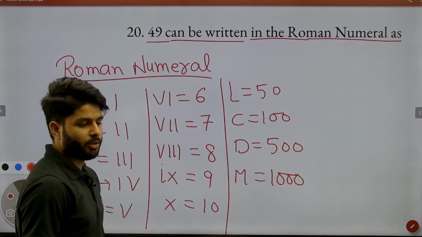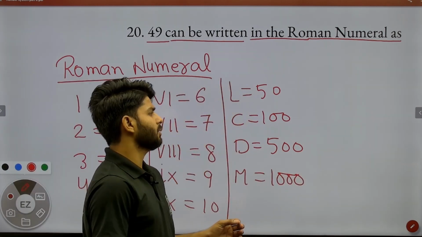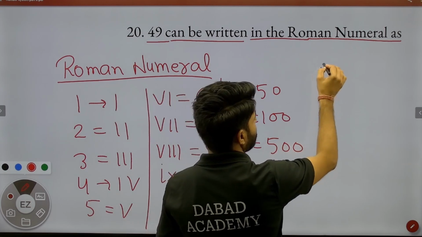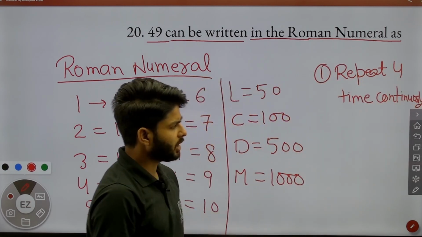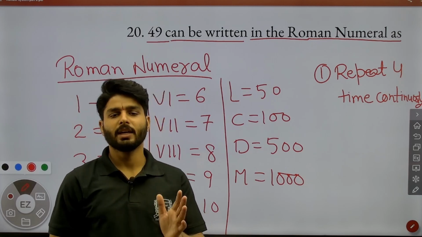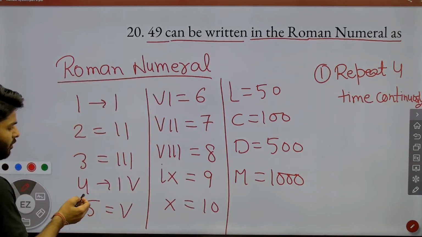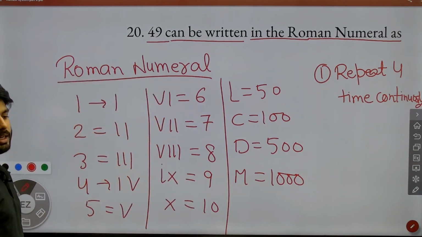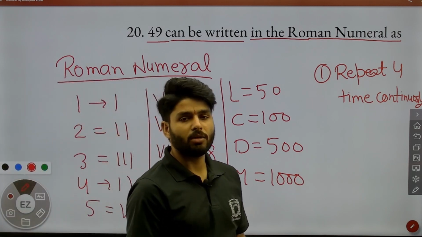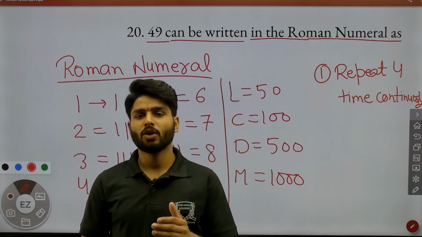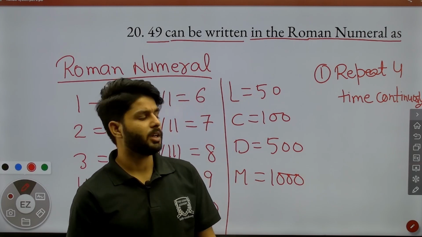There are a few rules for Roman numerals. In this we never repeat any symbol 4 times continuously. We cannot repeat any symbol continuously 4 times. Like when we have to write 4, we do not write IIII. So whenever we have to write something in Roman numerals, we have to keep in mind that no symbol is repeated 4 times.